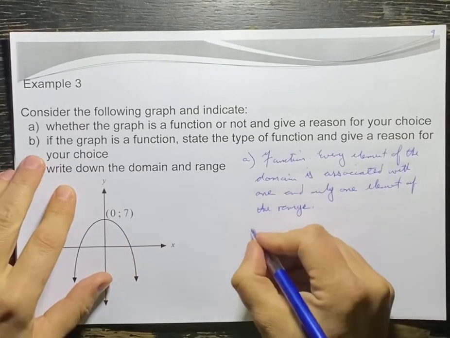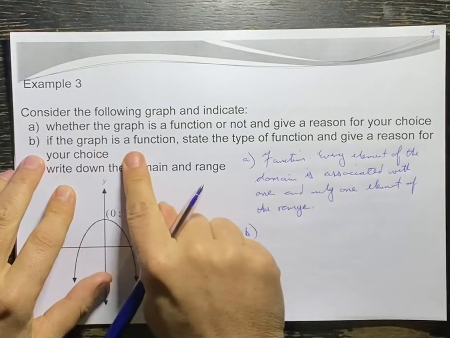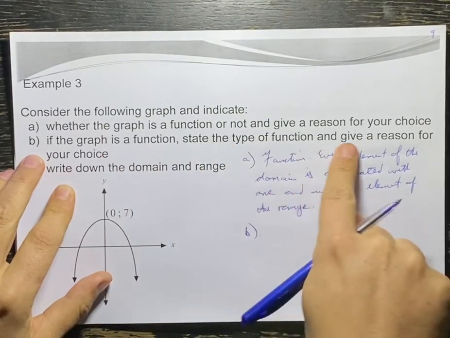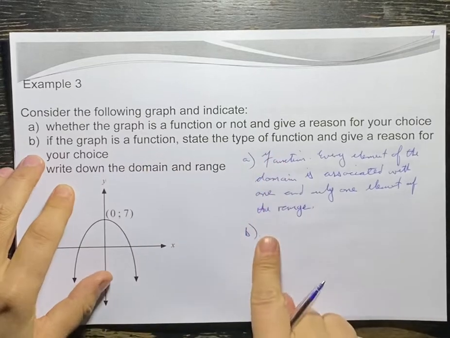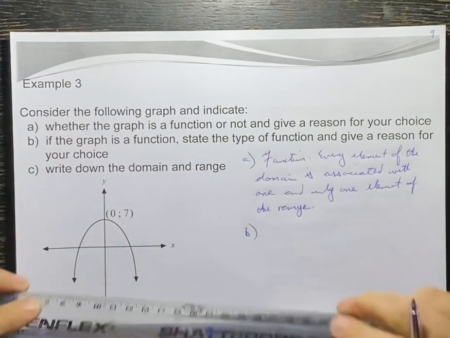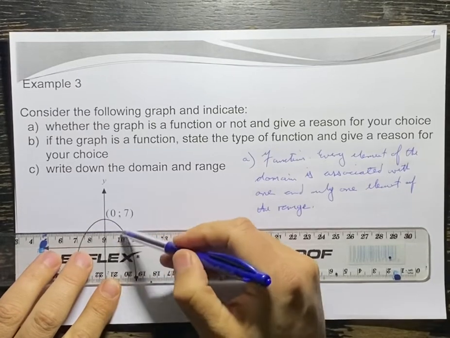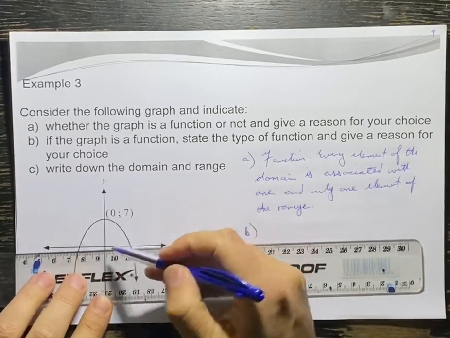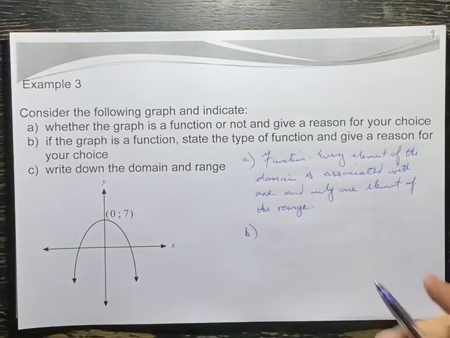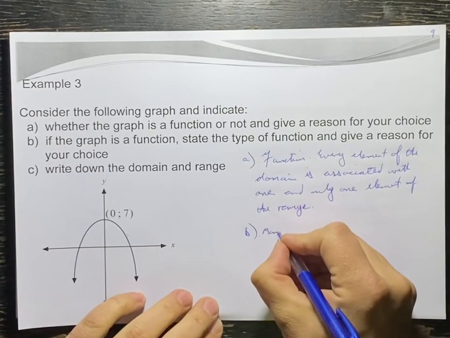Okay, question B. If the graph is a function, state the type of function and give a reason for your choice. Well, it is a function. So now I do the horizontal test, and as you can see, it's cutting the graph twice. So this is a many to one. This is a many to one function.